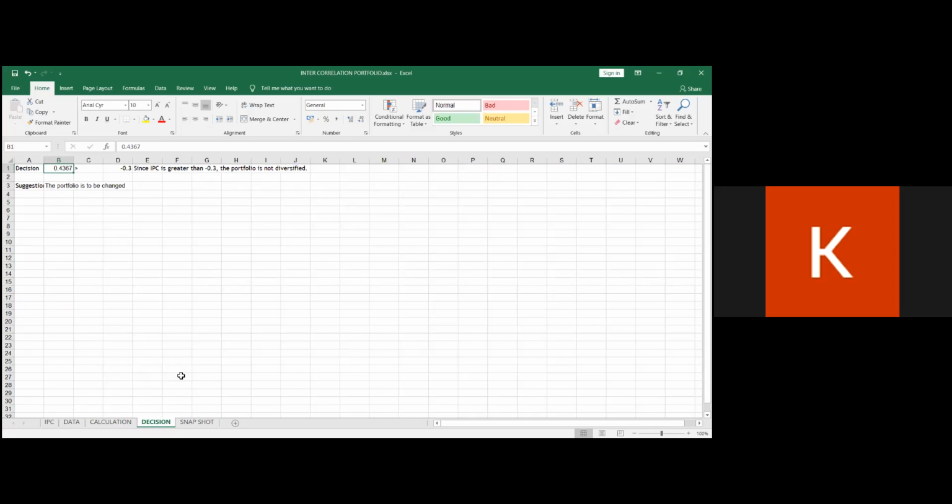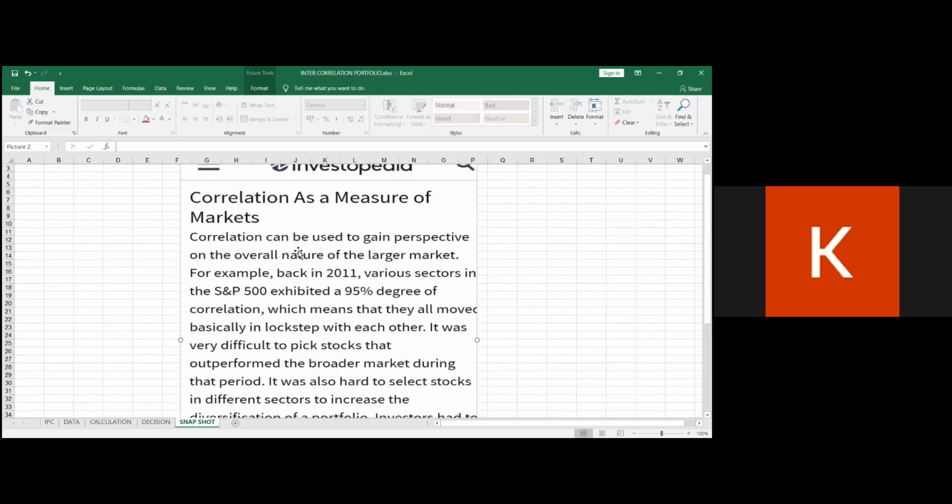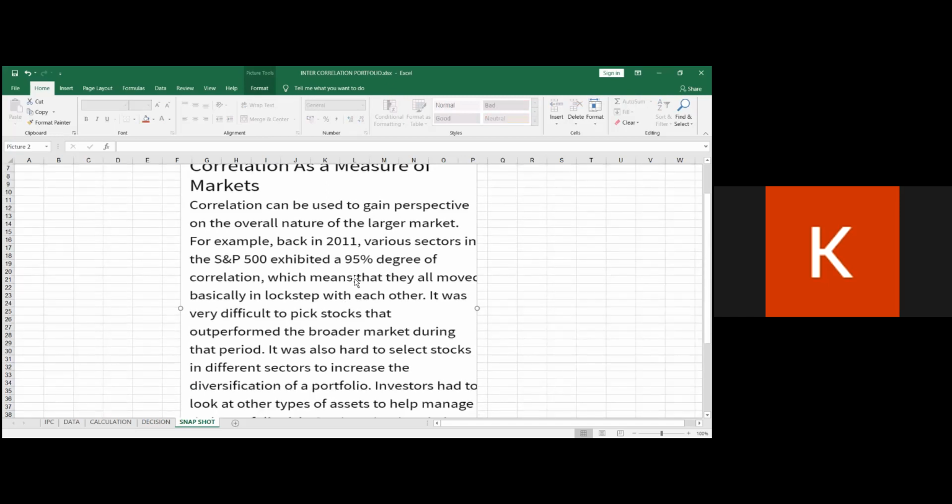So this is my snapshot. Correlation as a measure of the market: correlation can be used to gain perspective on the overall nature of the large market. For example, back in 2011, various sectors in the S&P 500 exhibited a 95% degree of correlation, which means that they all moved basically in lockstep with each other.